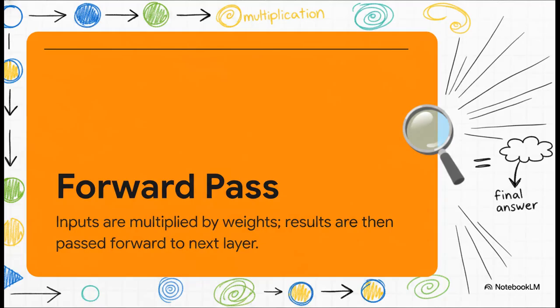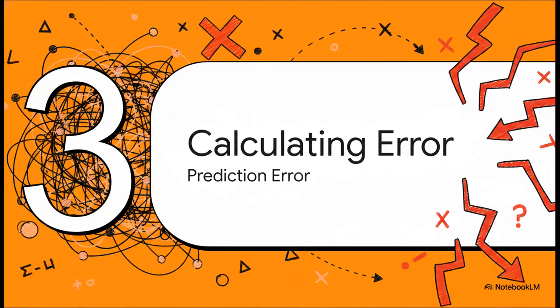And this exact process, that's called the forward pass. It's literally just a sequence of inputs being multiplied by weights and passed forward layer by layer until it pops out a final answer. In our example here, all that underlying matrix multiplication gives us a final predicted value of 0.191.